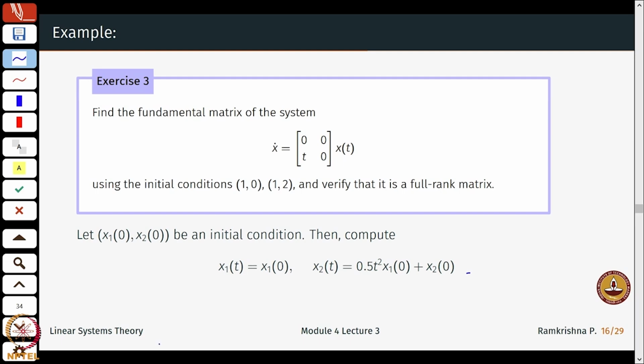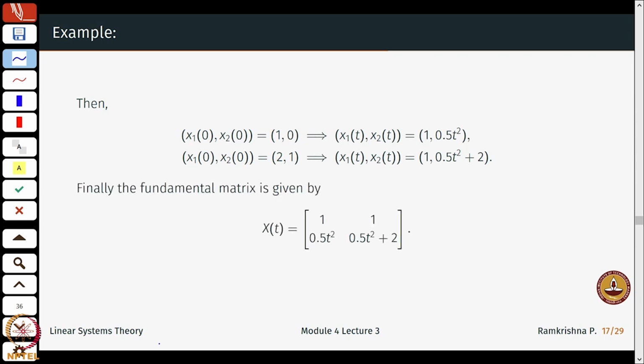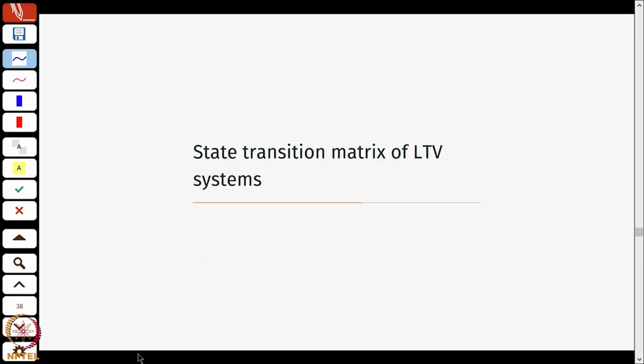We could compute it, and again all the steps are exactly the same as we did earlier, and therefore I can say that the fundamental matrix is given by an expression like this. This is a straightforward consequence of what we started off the lecture with by defining an example. You can check that this is of full rank because the determinant is 2 for all times t.